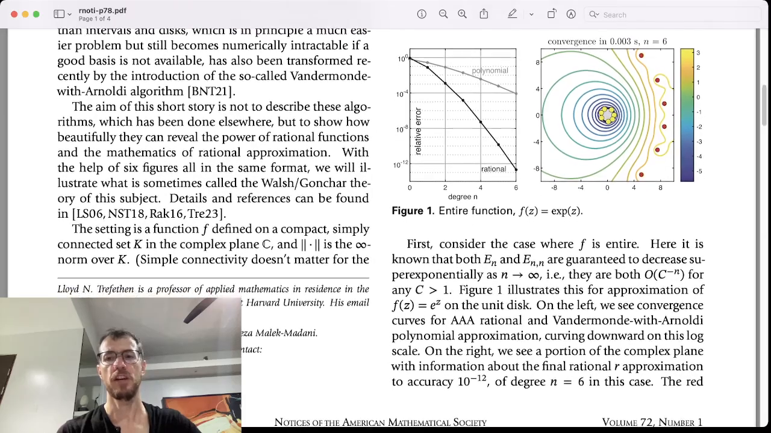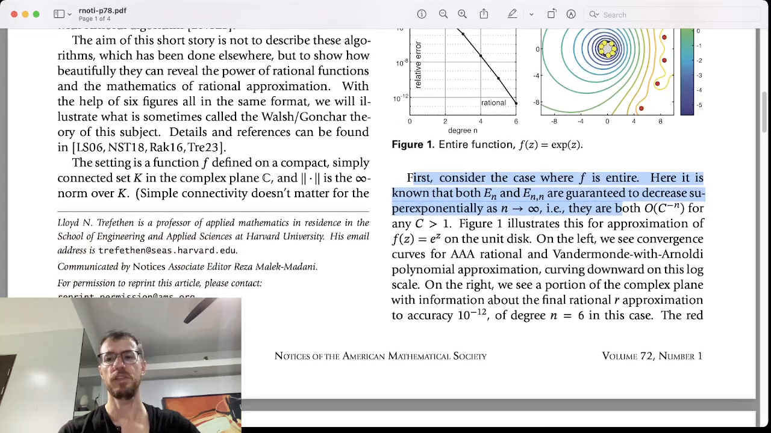Figure 1, an entire function with f of z equals exponential function of z. First, consider the case where f is entire. Here it is known that both the error sub n and error sub nn are guaranteed to decrease super exponentially as n goes to infinity, i.e., both are big O of c to the minus n for any c bigger than 1. Figure 1 illustrates this for approximation of f of z equals e to the z on the unit disk.